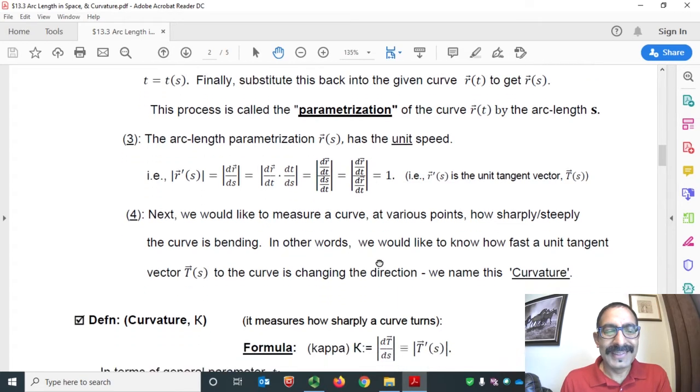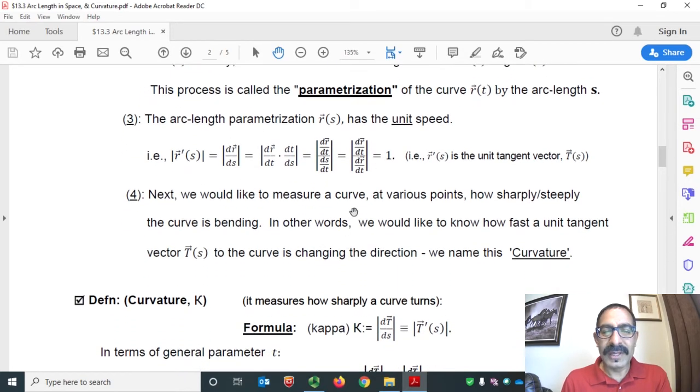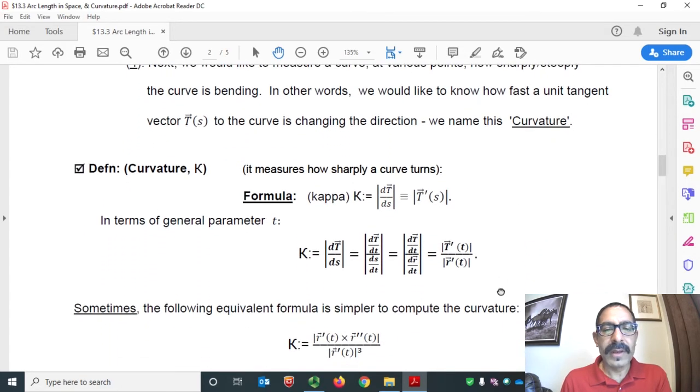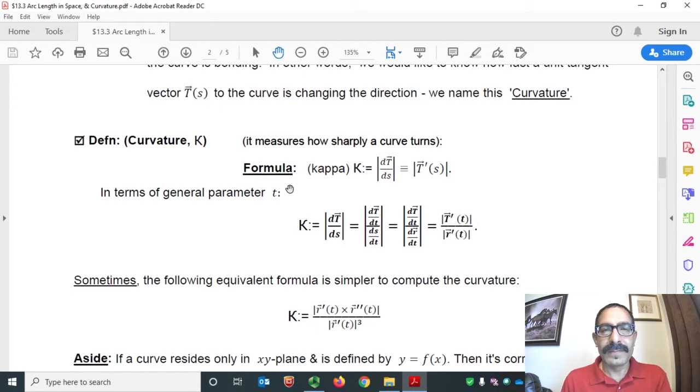Remark 4. We would like to measure a curve at various points: how sharply the curve is bending. In other words, we would like to know how fast a unit tangent vector to the curve is changing direction. We name this the curvature. Next definition, curvature. The formula, we use kappa. Kappa equals the magnitude of T'(s).